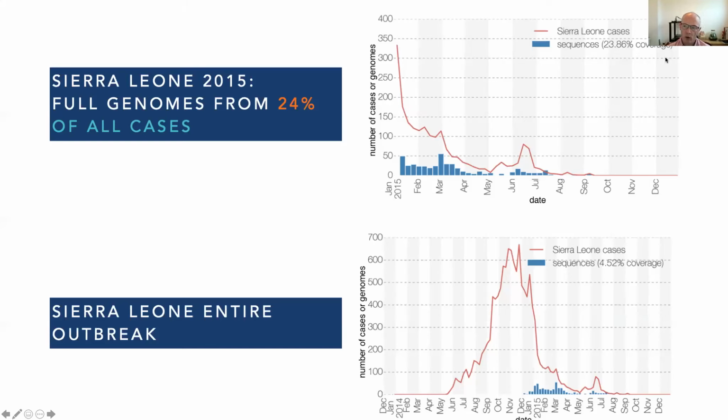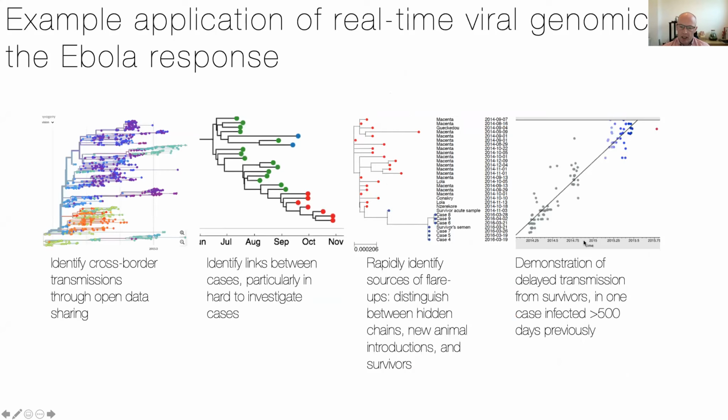Around 24% of the cases from 2015 onwards were sequenced, and nearly 5% of all cases across the entire outbreak in Sierra Leone. So this was a very fruitful and very useful exercise, and we were able to set up a real-time sequencing workflow where we worked alongside WHO, CDC, and a number of other agencies to provide rapid sequencing of Ebola virus and rapid interpretation of the data.